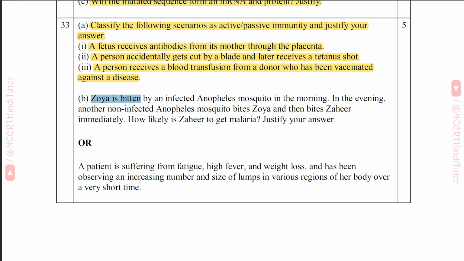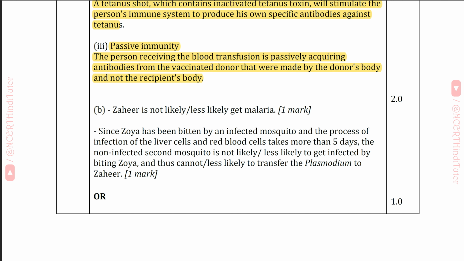B. Zoya is bitten by an infected Anopheles mosquito in the morning. In the evening, another non-infected Anopheles mosquito bites Zoya and then bites Zahir immediately. How likely is Zahir to get malaria? Justify your answer. Answer. Zahir is less likely to get malaria. Since Zoya was bitten by an infected mosquito and the process of infection of the liver cells and red blood cells takes more than 5 days, the non-infected second mosquito is less likely to get infected by biting Zoya and thus less likely to transfer the plasmodium to Zahir.